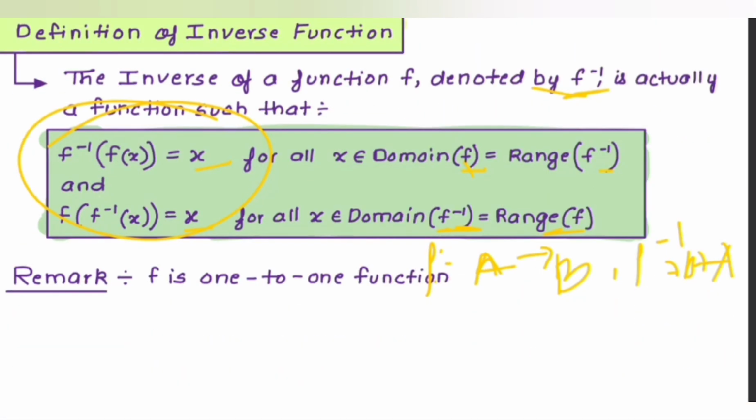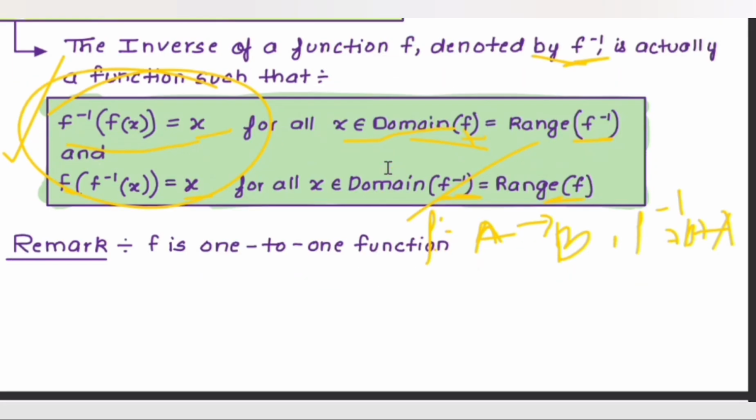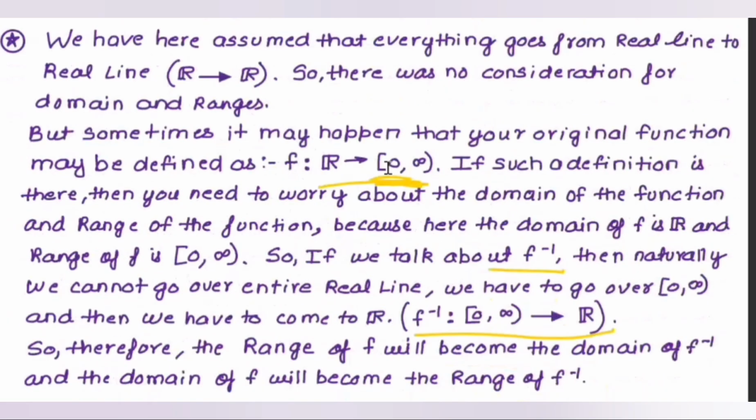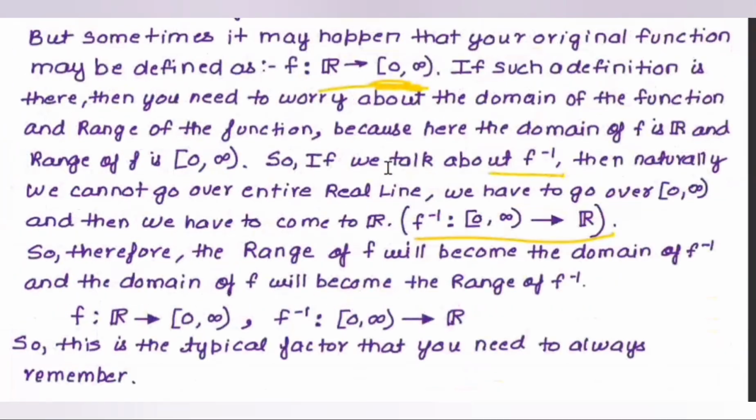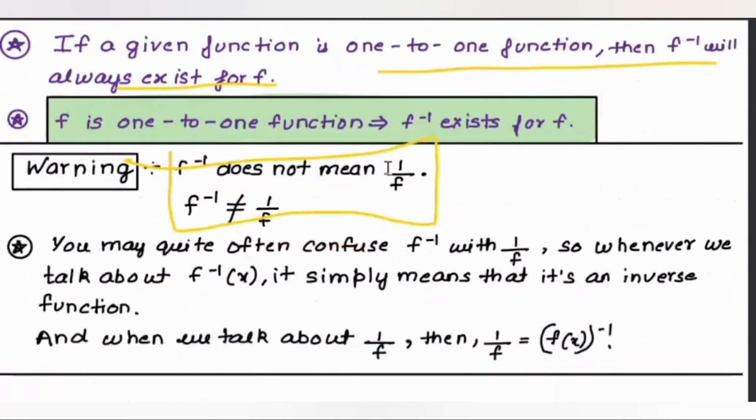I'll give one example. First cover this page. This part I have already told you: f inverse of f of x is x for all x in the domain of f, which is the range of f inverse. And if I am writing f of f inverse of x, the domain and range will be swapped, nothing else. And for every one-to-one function, f inverse is defined. So I have covered everything written on this page. You can go through it.